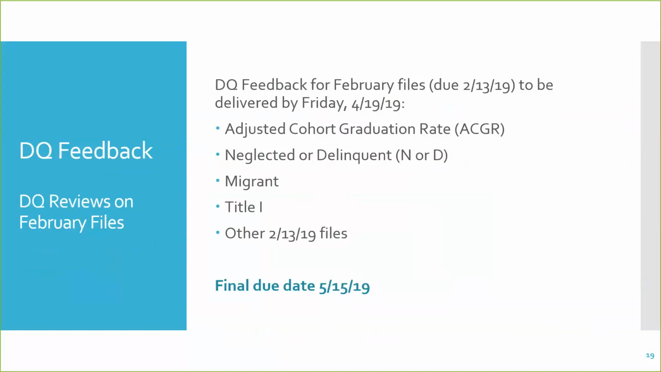If you remember the data quality report visual that we showed that had the multiple tabs, when we deliver this batch, there will be an ACGR tab, an NRD tab, a migrant tab, a Title I tab, and then another tab, a miscellaneous tab.